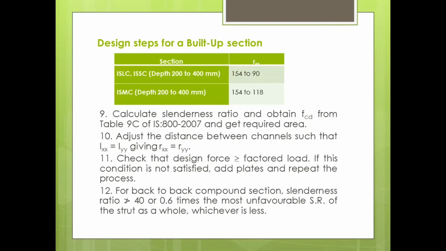For back to back compound section, slenderness ratio should not be more than 40 or 0.6 times the most unfavorable slenderness ratio of the strut as a whole, whichever is less. So you calculate two values, one is 40, the other is 0.6 times the slenderness ratio of the strut. Whichever is the lesser value, the slenderness ratio of the compound section should not be more than that.